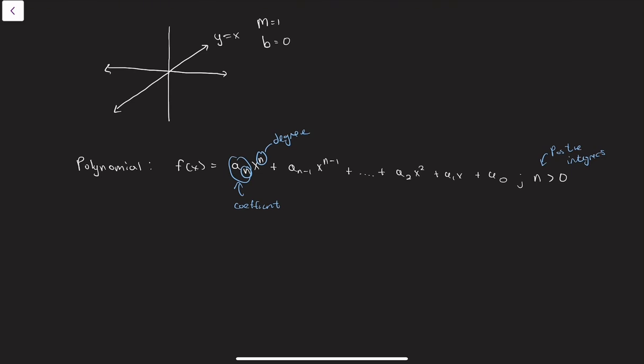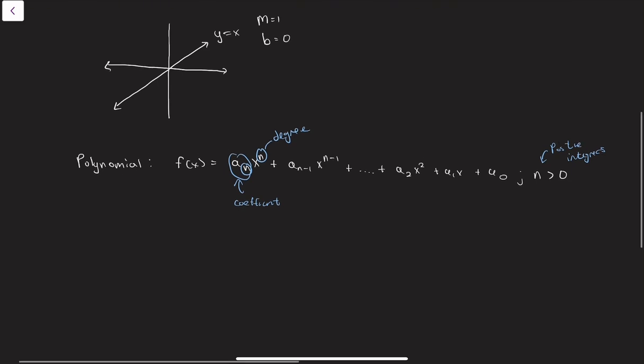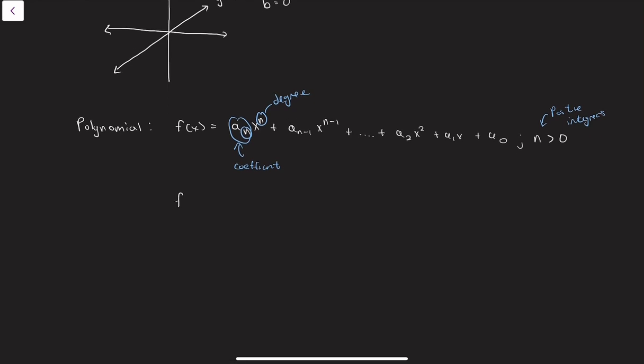So again, we've seen these types of functions before. I'll give you an example of one. f of x is equal to 3x cubed plus 2x squared plus 5x minus 2. That is an example of a polynomial function. So fairly straightforward.